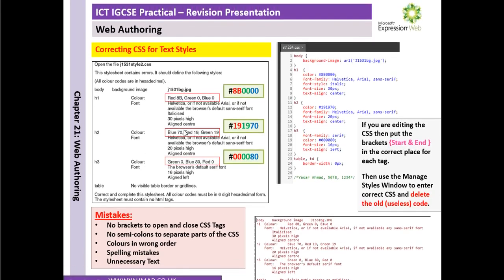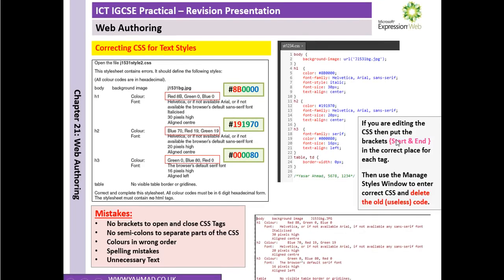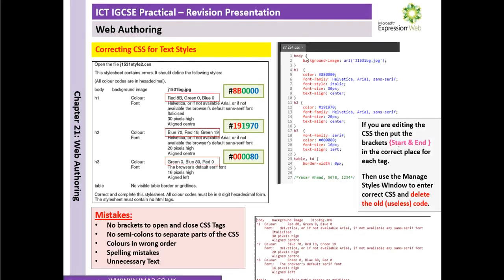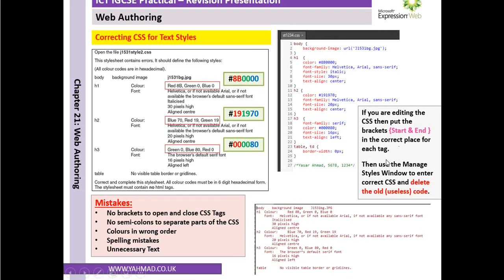Before we fix this, if you are editing the CSS, the first thing you should do is have the brackets to open and close a tag. For each tag you should have a bracket which opens and closes the tag. Then you can use the Manage Styles window to enter the correct CSS and delete the old useless code. The common mistakes are: there are no brackets to open and close the tag, so you don't see any brackets here; there are no semicolons to separate parts of the CSS; the colors are in the wrong order; spelling mistakes, so they may have used UK spelling rather than American spelling; and unnecessary text, so things like 30 pixels high. We don't need 30 pixels high, you just need px.